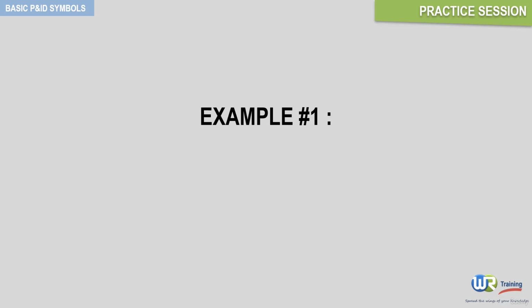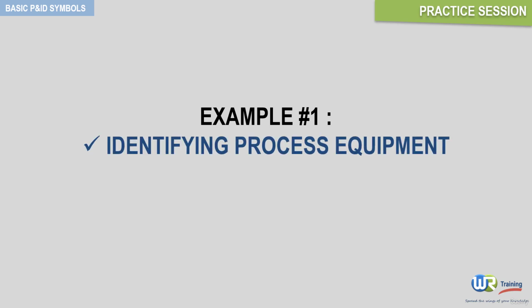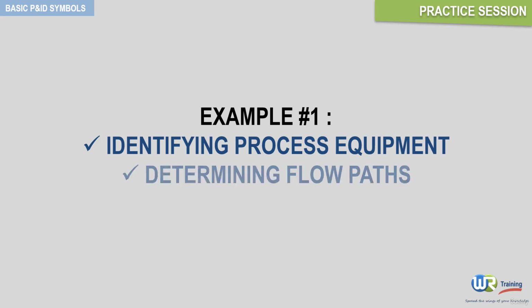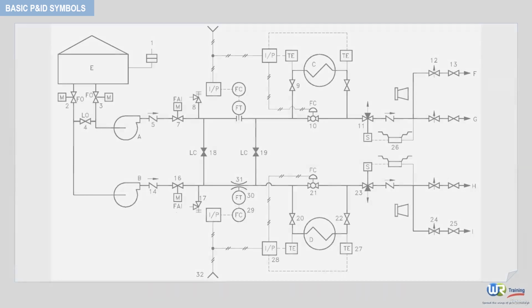In this first practice session, we will examine a simplified P&ID. The objective here is twofold. 1. Identify the main process equipment based on their symbols. And 2. Determine the main flow paths. Let's have a closer look.